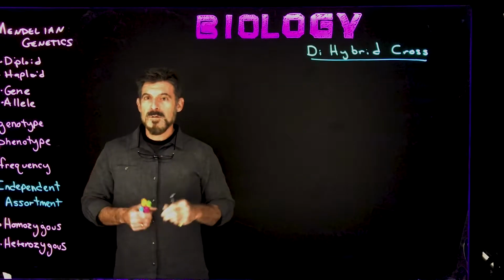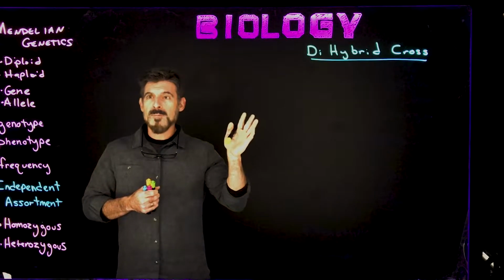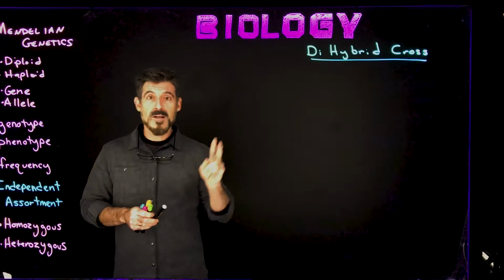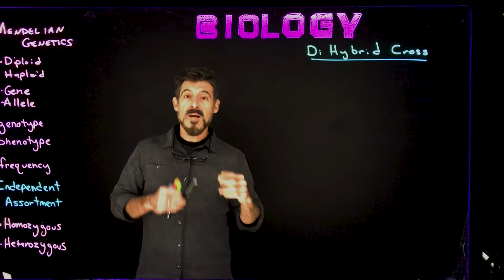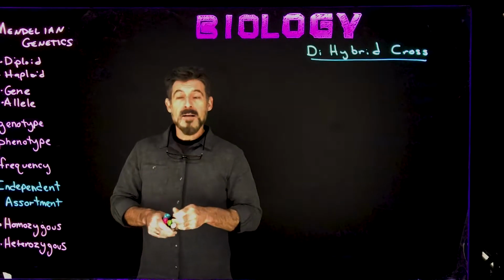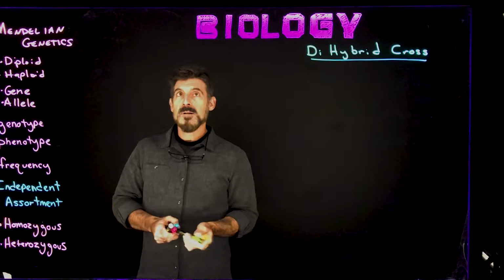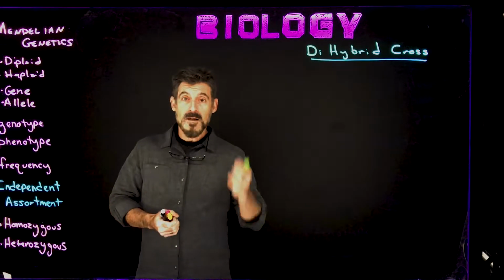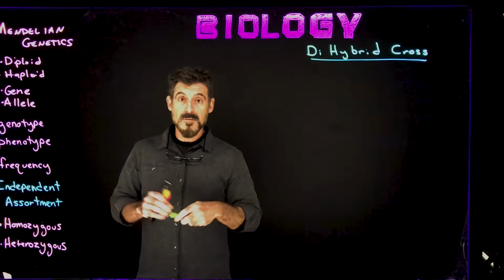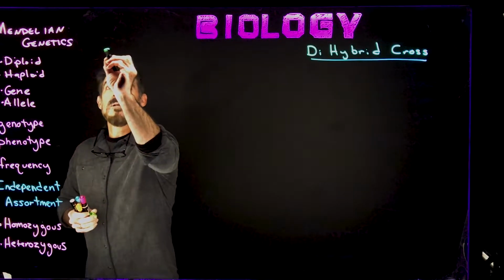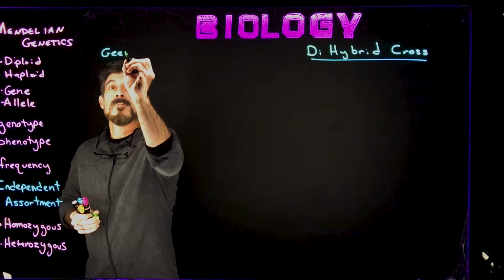All right, what we're going to do is work out a genetics problem that is a dihybrid cross. In this particular case, we're going to look at two traits at the same time. We'll pick the traits here. The two traits are going to have to do with plant height and color of the seed.